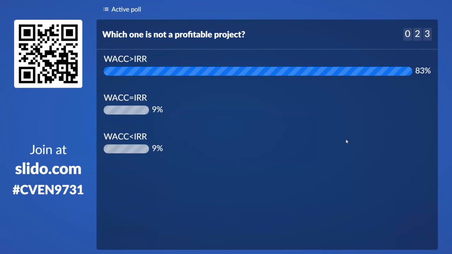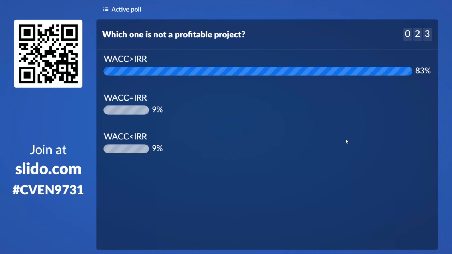Yep, sorry. Yeah, you're right. You said which one is not profitable. Sorry. That means that, yeah, that's correct. Then the weighted average cost of capital should be higher than IRR. I just got confused.